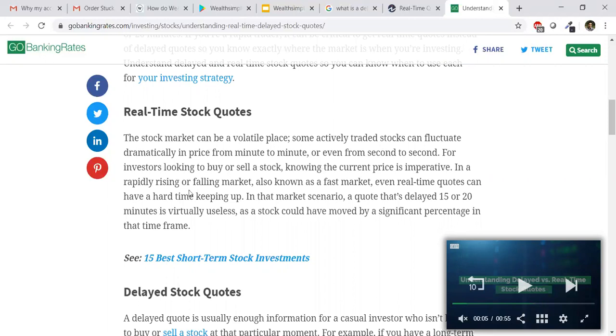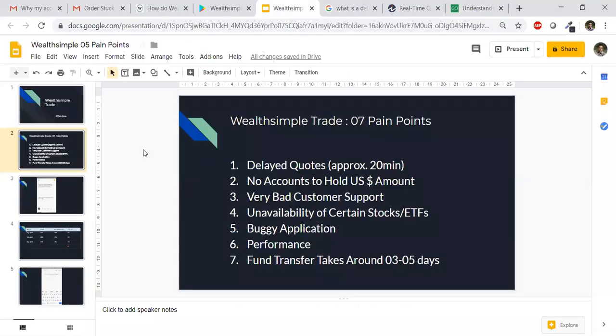In a rapidly rising or falling market, also known as a fast market, even real-time quotes can have a hard time keeping up. In that market scenario, a quote that's delayed 15 to 20 minutes is virtually useless. So that's useless, and also a big pain point if you are not seeing the real-time quotes.